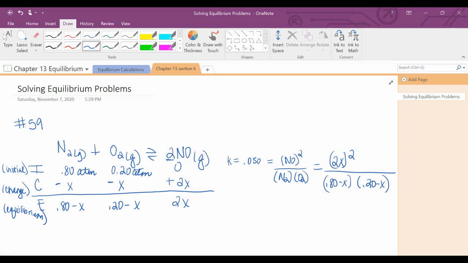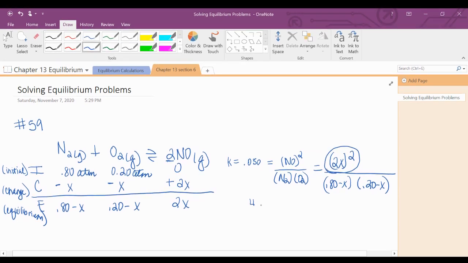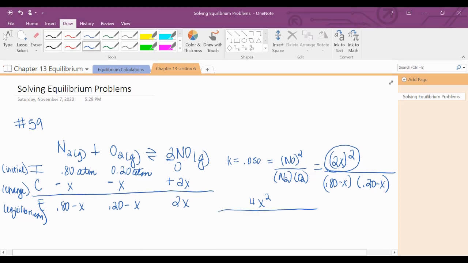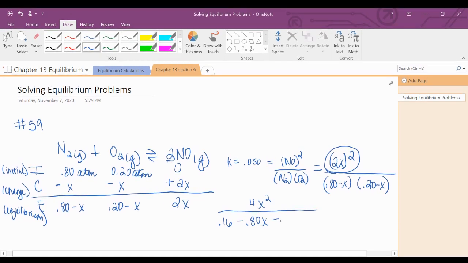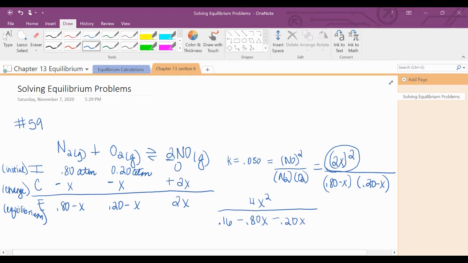All right, so we're going to do a little reducing here. We're going to take my 2X and square it, so we're going to get 4X squared. And on the bottom, we're going to expand, so we're going to use our FOIL method. And so we should get 0.16 minus 0.80X minus 0.20X plus X squared. And this is going to be equal to 0.050.